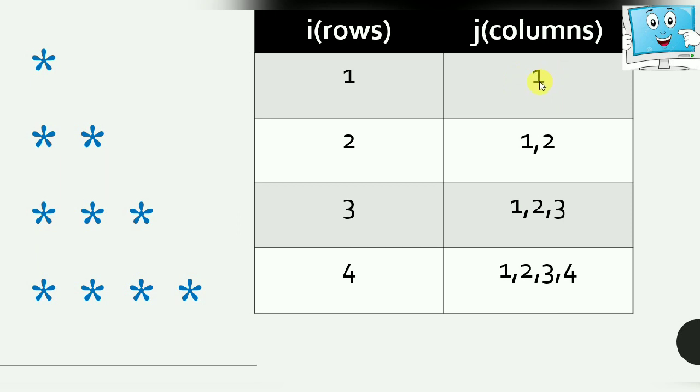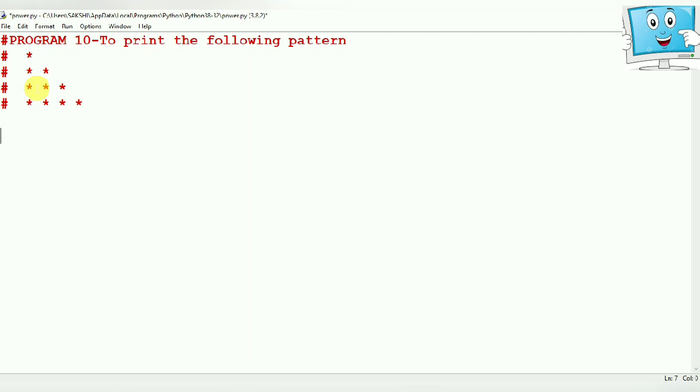So the range function for the j variable will take the values like this. When the value of i is 1, it will take the value as 1. When the value of i is 2, it will have values 1 and 2. So let us understand how we have to take.